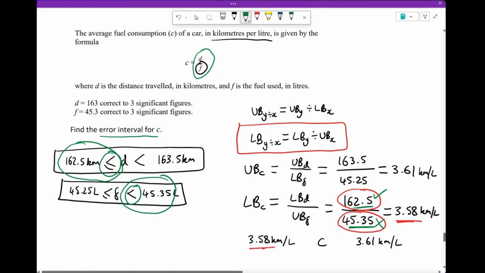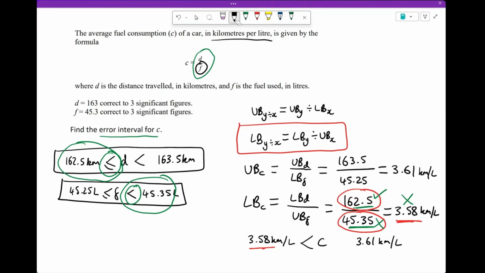And as a result, we cannot be equal to the 3.58 because that comes from a calculation involving the 45.35, which we can't be equal to. So therefore, my inequality symbol for my lower bound is not going to be the same as one. So once again, this is mirroring addition.